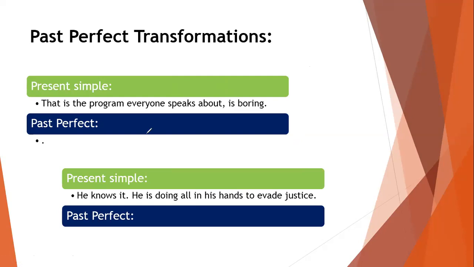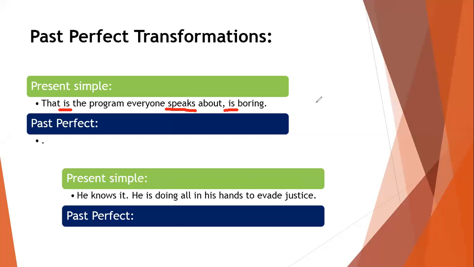So, what are we changing? ¿Qué es lo único que estamos cambiando? That is the program everyone speaks about. So we have three, we have in this case, 1, we have 2, and we have 3. What sections are we changing? ¿Qué secciones cambiamos? ¿Qué secciones volvemos a past perfect?